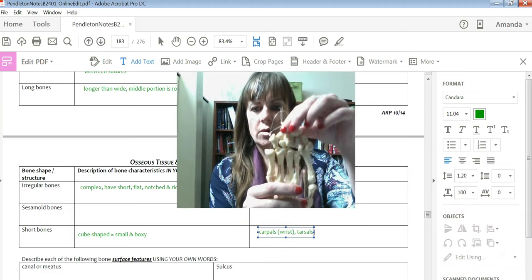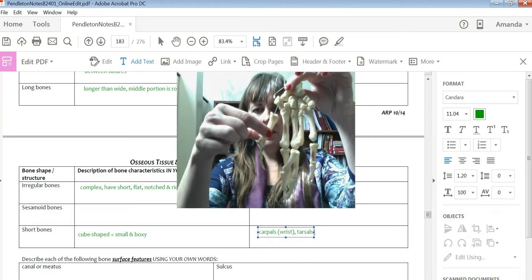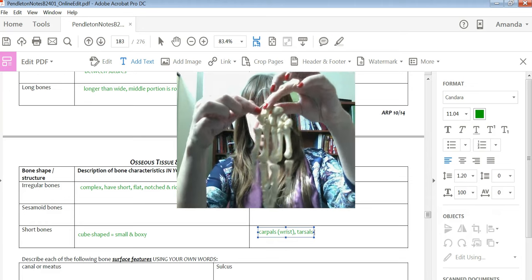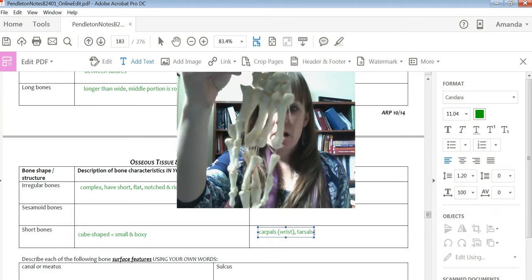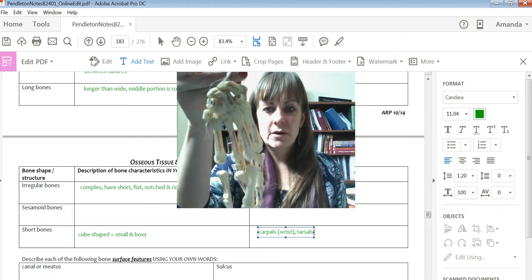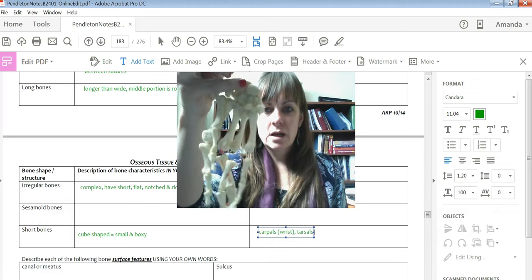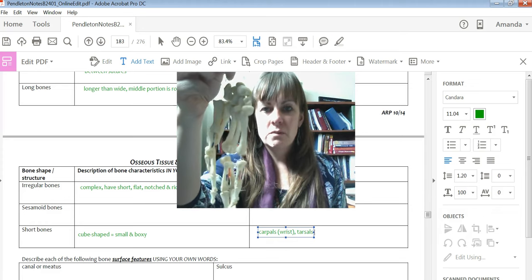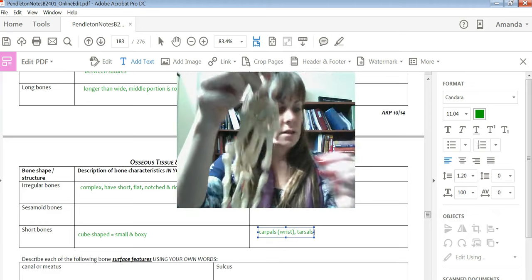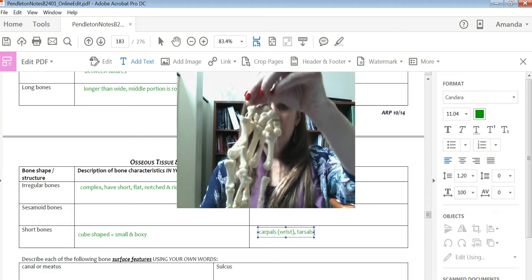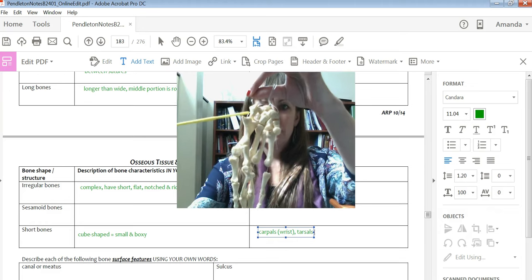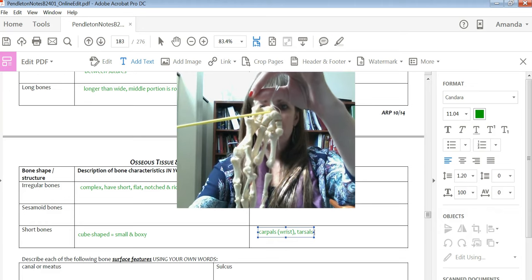Let me show you the carpals. Here, the bones down here are long bones, but up top are these small, short, roughly cube-shaped bones. Now notice they're not perfect cubes, and that's okay. They're roughly more like a cube than they are like a cylinder down here. All of these up top are short bones. Those are all your carpals.